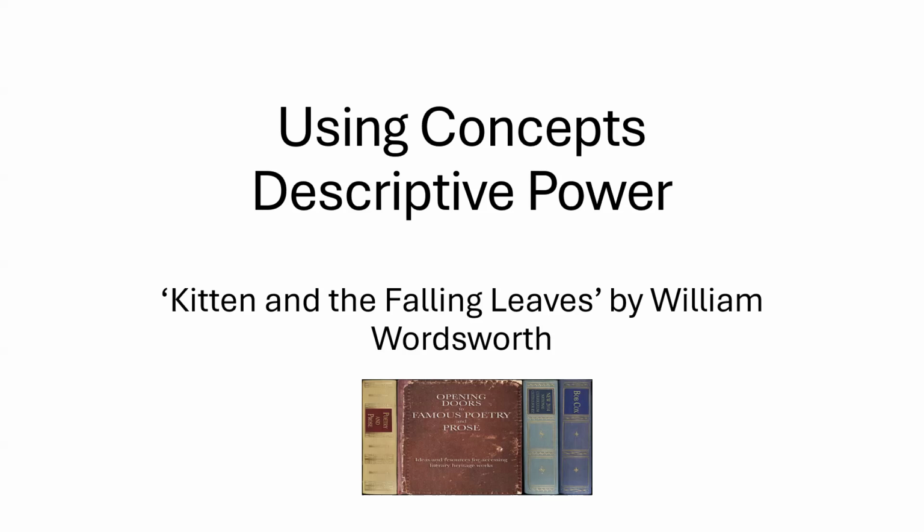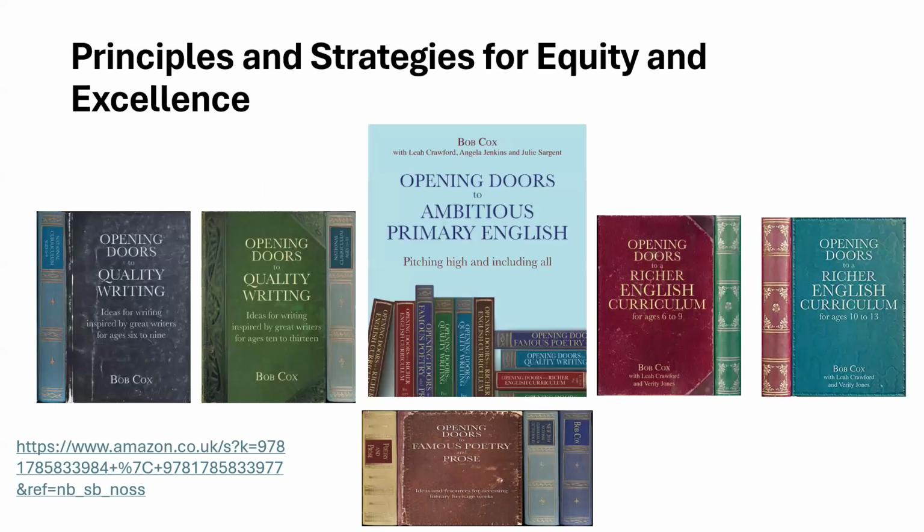Why? Because you can link that up through sequencing to a whole curriculum. You can repeat the concept and just use harder texts. But it also means that all your teaching gains coherence. I'm just going to illustrate that in a small way by going through a few things about Kitten and the Falling Leaves. This is the series.